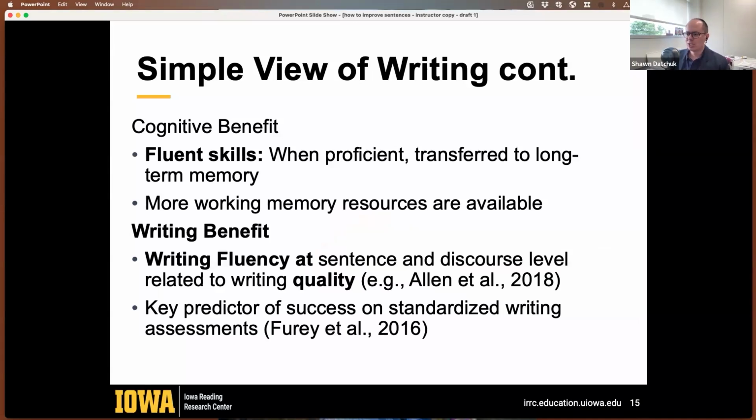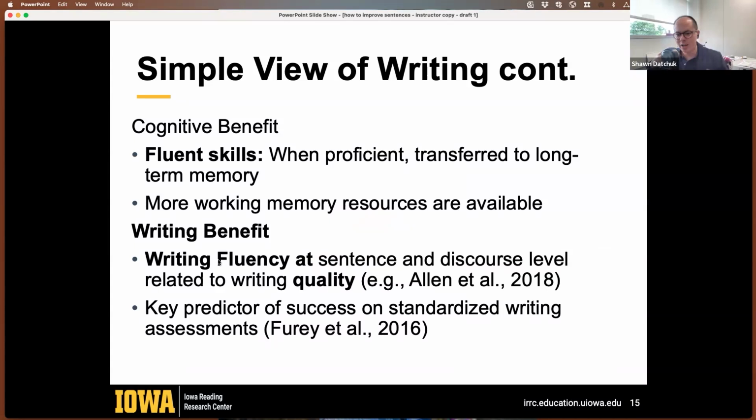So this slide is just another way of saying it. They're fluent skills. So when proficient, they transfer to long-term memory, and more working memory resources are available. And what we see is an actual writing benefit. So this is what we think is happening within cognition for students who display quick and accurate sentence writing. And then we actually see improvement in student writing outcomes.